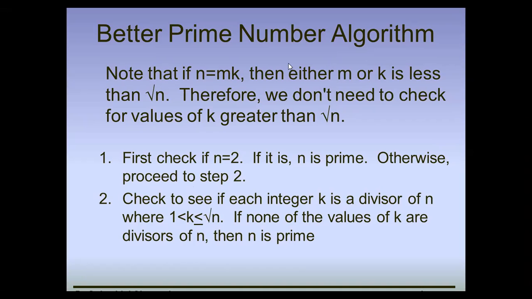Why did we take root of n? Because we do not need to check all the way to the end. We can check up to root of n. So if none of the values of k are divisors of n, then n is prime. So root of n means that there is no need to check up to n minus 1. We can check up to half of it, or up to the value of its square root. So this is the second algorithm to check whether a number is prime or not.